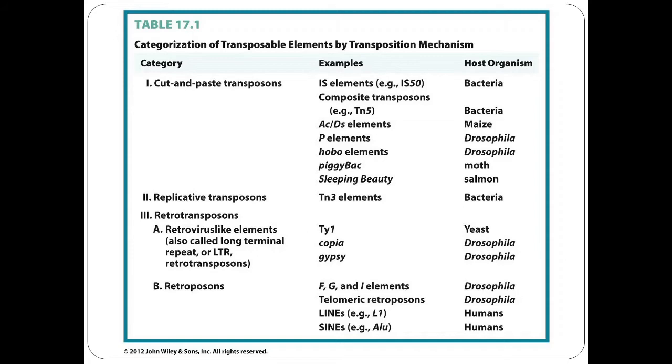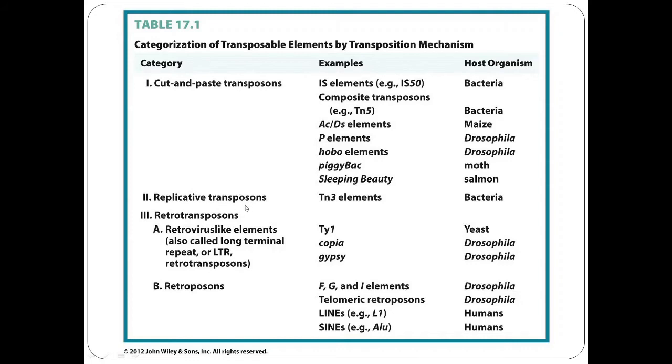Here are the category, examples and host organism, as you can see in this image. Cut and paste transposomes: examples are the IS elements, which are present inside bacteria. Composite transposome, example Tn5, in bacteria. Ac/Ds element in maize, P elements in Drosophila, Hobo elements also in Drosophila, piggyBac in moth, Sleeping Beauty in salmon. These are all examples of cut and paste mechanism transposomes.